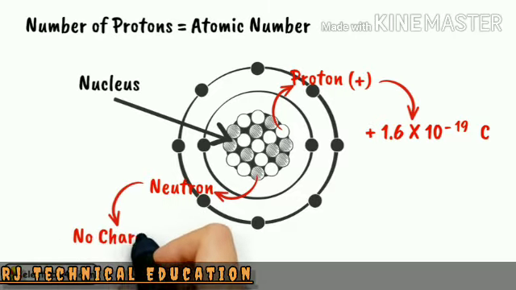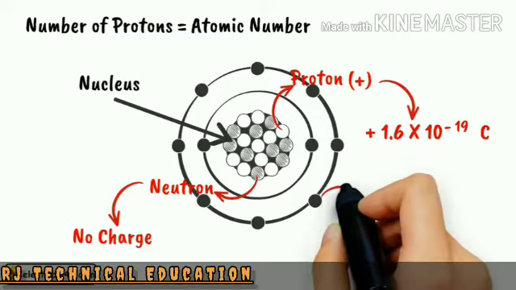Neutrons do not have any electrical charge, meaning neutrons are electrically neutral particles. The mass of each neutron is equal to the mass of the proton. The nucleus is positively charged due to the presence of positively charged protons. In any material, the weight of the atom and radioactive properties are associated with the nucleus.